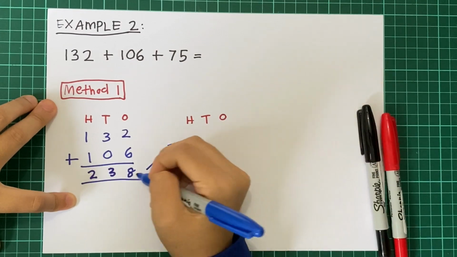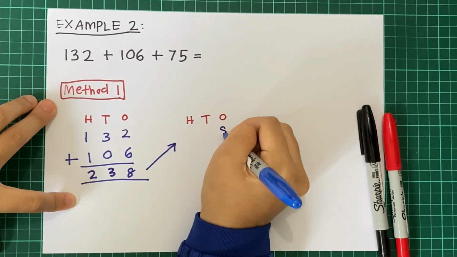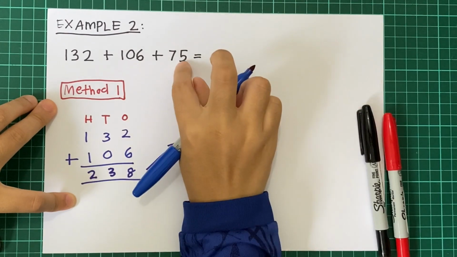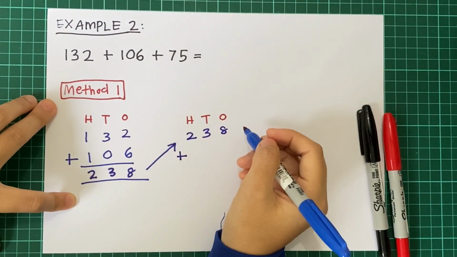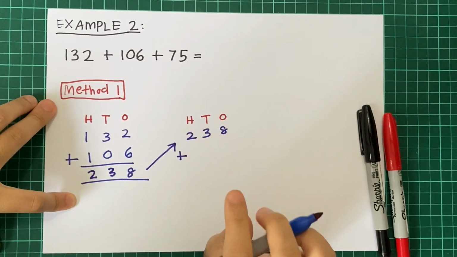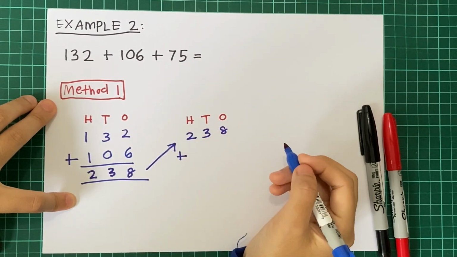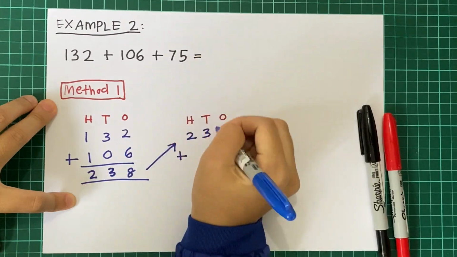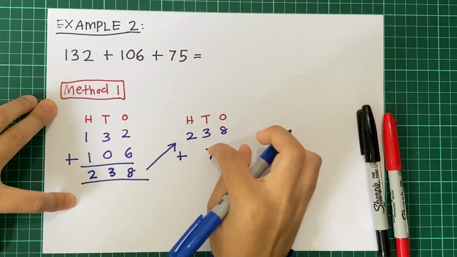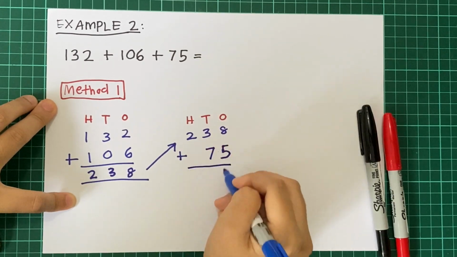You copy back the answer 238. You plus with the last number, 75. Where should I write the 75? Is it from hundreds, tens, or ones? Yes, you need to write the 5 at the ones, and then 7 at the tens, because it's 75.